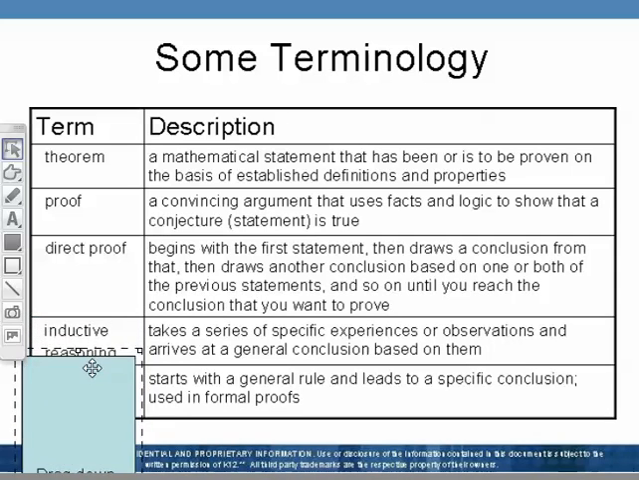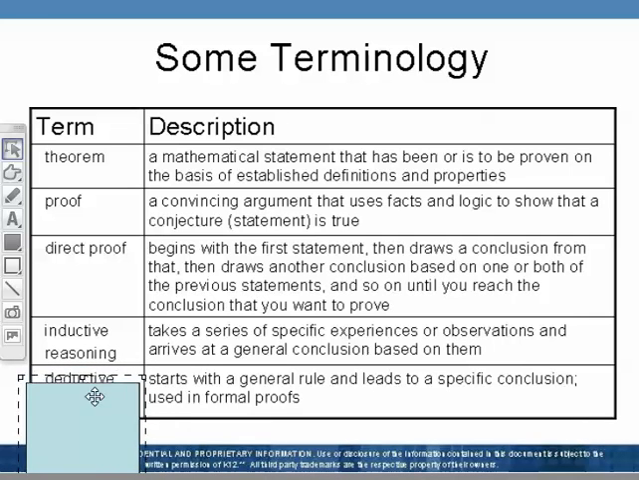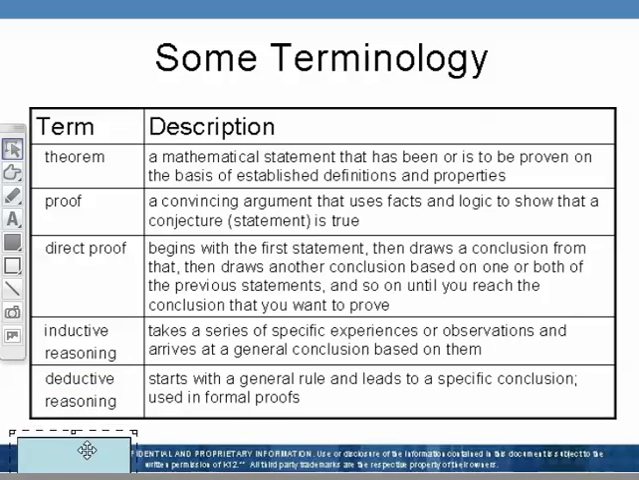Okay? So, what takes a series of specific experiences or observations and arrives at a general conclusion based on them? That would be inductive reasoning. And what starts with a general rule and leads to a specific conclusion, used in formal proofs? That is deductive reasoning.